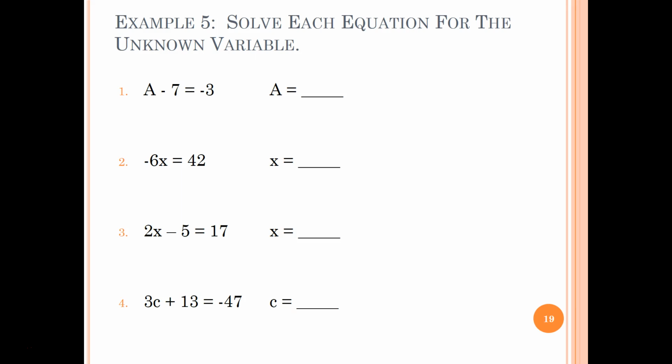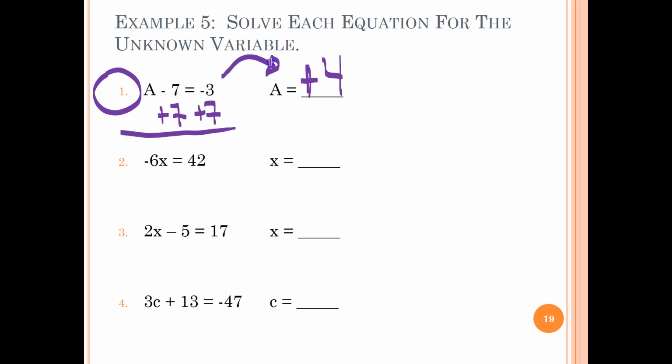Okay, let's take a look at these values together. So let's start with 1. What you should have gotten for 1 is, in this case, negative 4. And excuse me, we should actually be getting positive 4 on this one. So let's take a look at this one together. Why positive 4? Because 7 is being subtracted from A. So we're going to add 7 to both sides of the equation. And negative 3 plus 7 does in fact give us a positive 4.